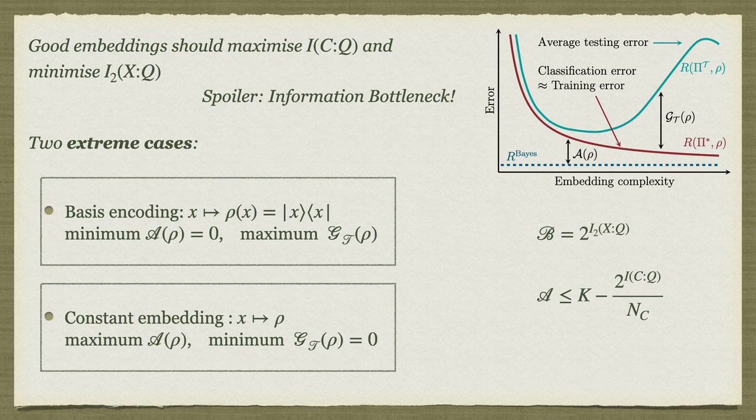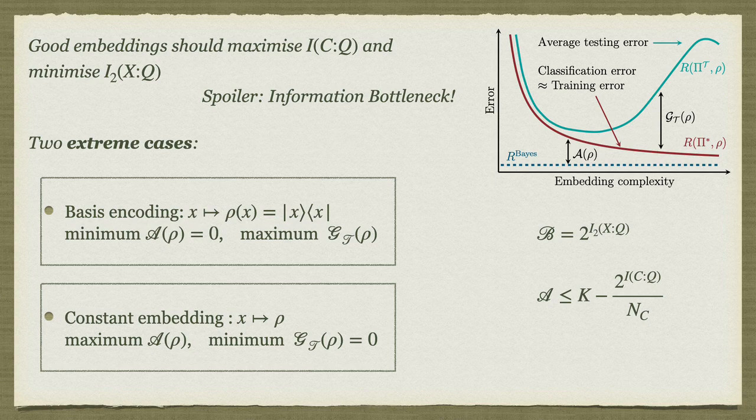In the first one, different inputs X are mapped into different orthogonal vectors in the Hilbert space. So basically, in this case, X and Q are the same. For this choice, the approximation error is minimum, but the generalization error is maximum. So this encoding corresponds to what we get in the far right of this picture shown here.